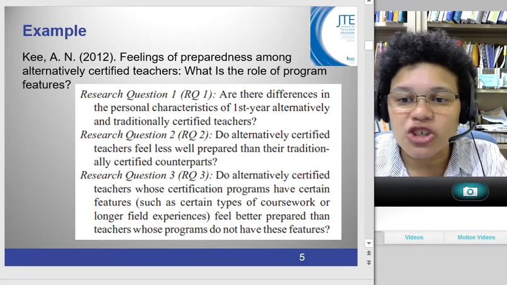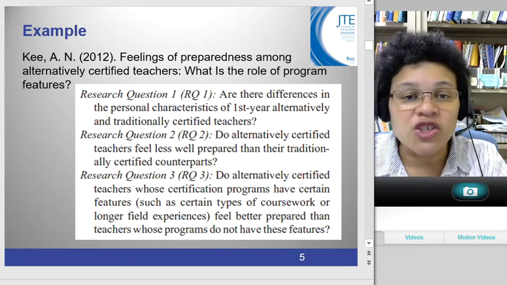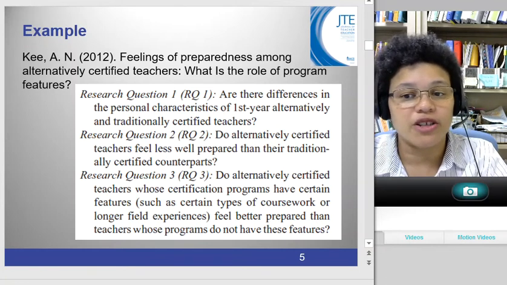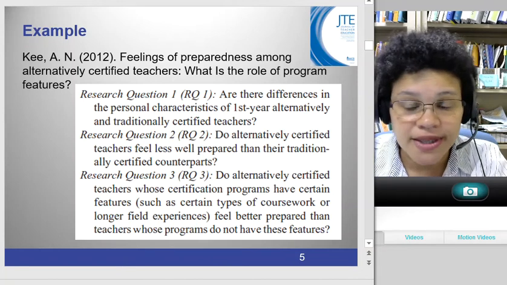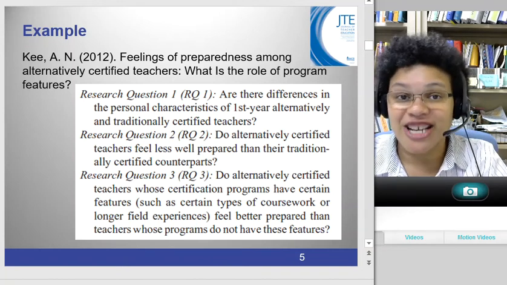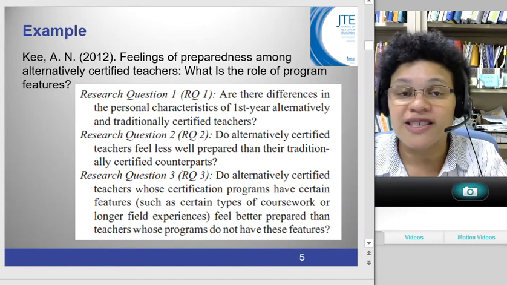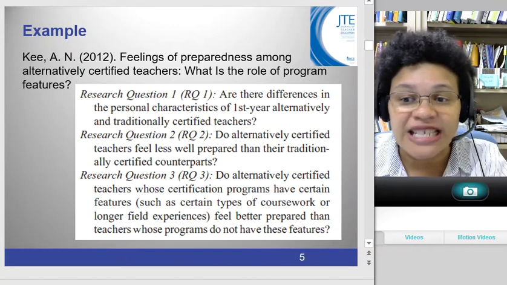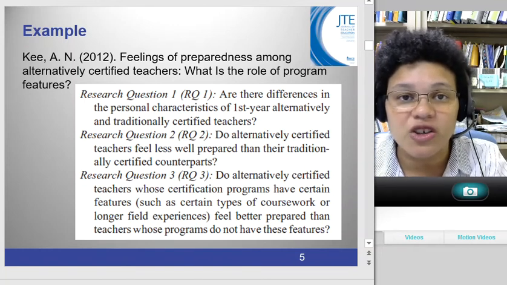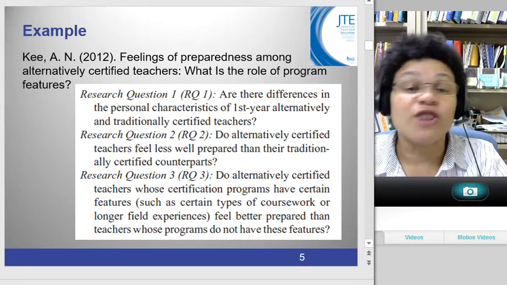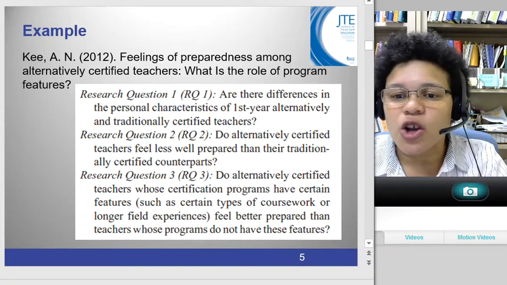Okay, research question two: do alternatively certified teachers feel less well prepared than their traditionally certified counterparts? Okay, so we have two groups in that question, and this is directional, right? Where you can almost hear the hypothesis behind the question, and the hypothesis there would be, and this is the alternative hypothesis, the alternative hypothesis would be that alternatively certified teachers feel less well prepared than their traditionally certified counterparts. And the null hypothesis there would be there's no difference between the two groups in terms of their feelings of preparedness, right?